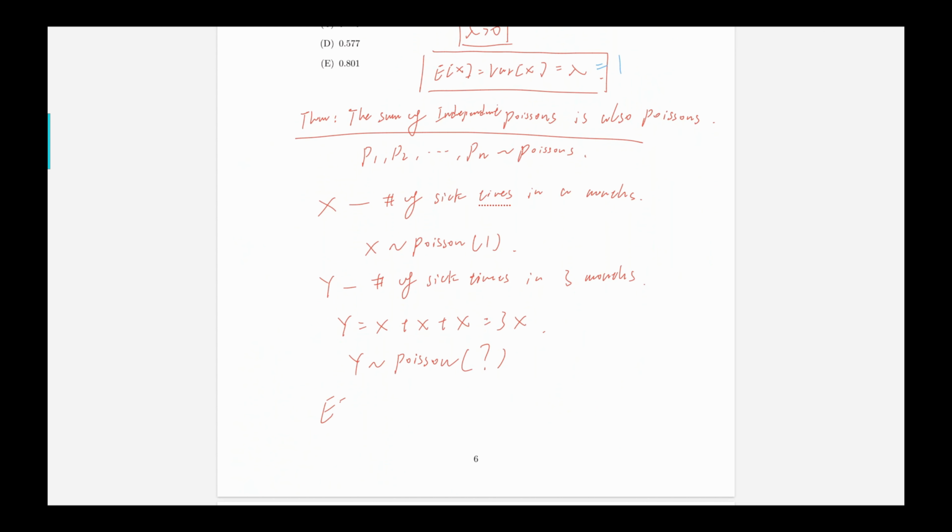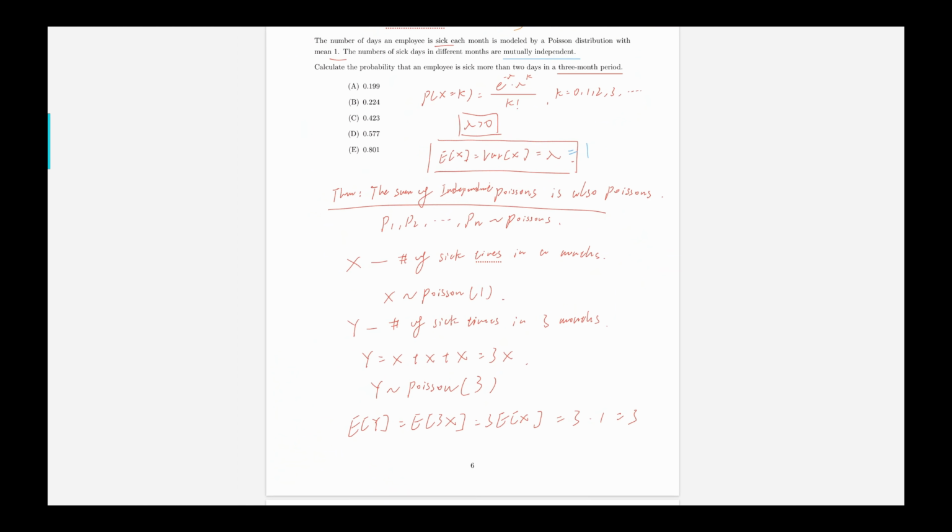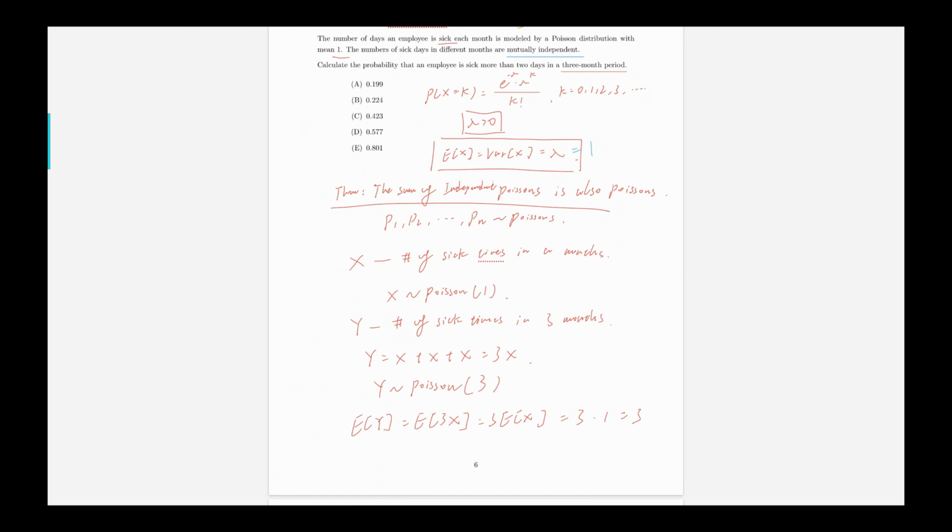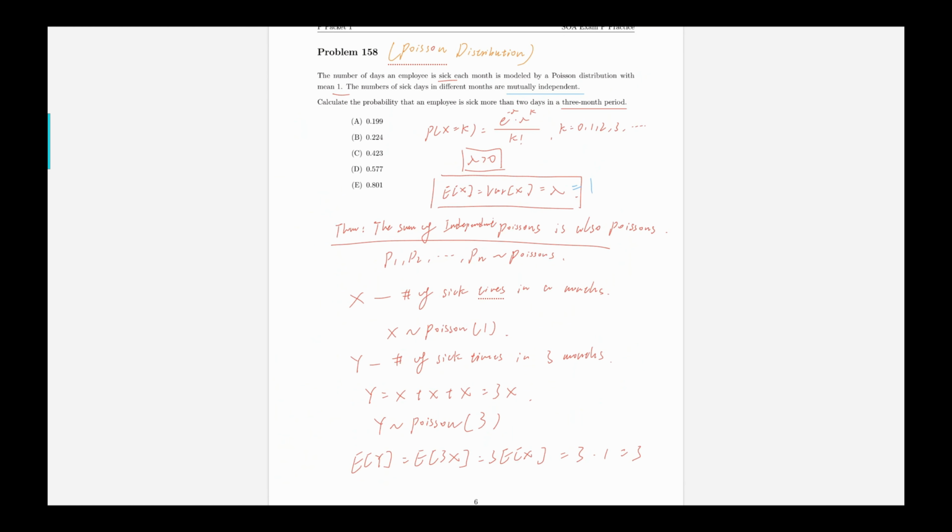The expectation of Y equals the expectation of 3X, and because of the property of expectation, I can take the coefficient out, which is 3 times 1, which is 3. So Y follows a Poisson with mean 3. Now the rest is easy. We want to find the probability that Y is greater than 2.